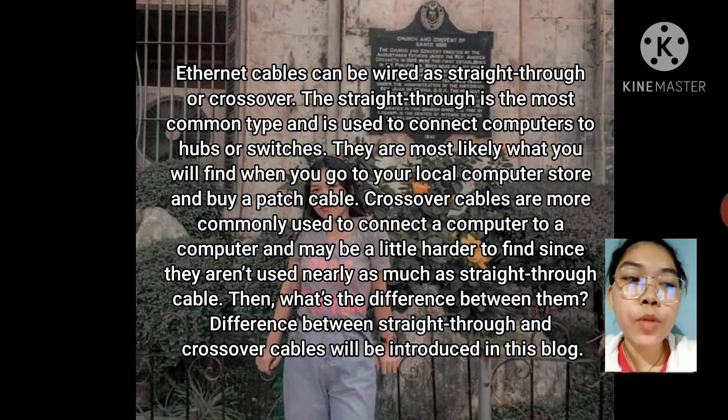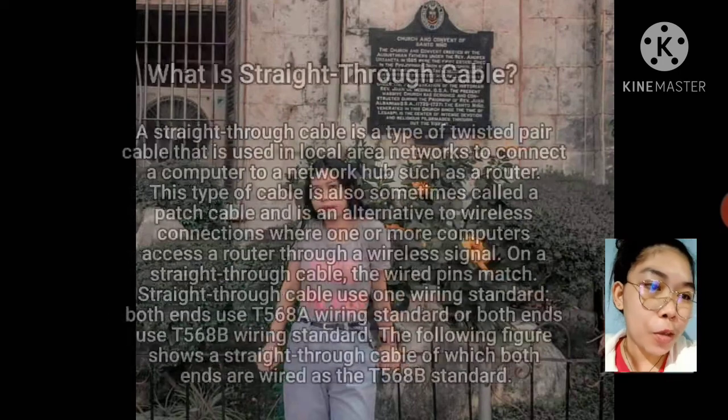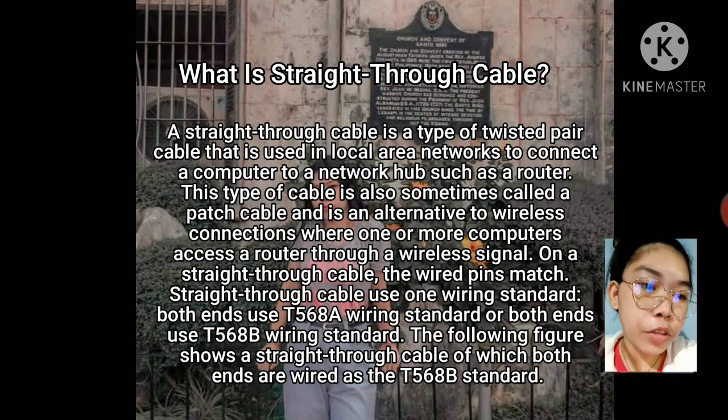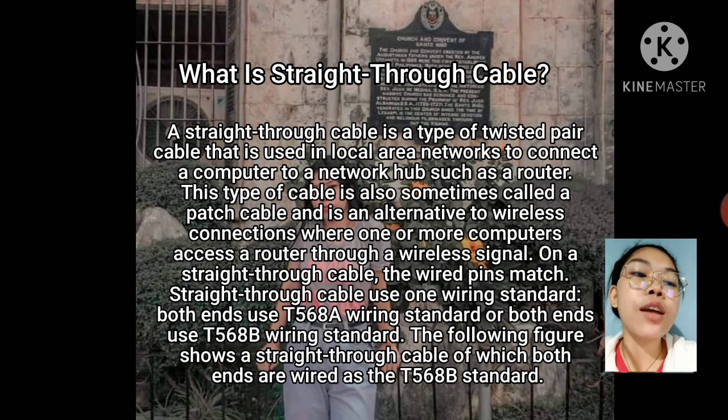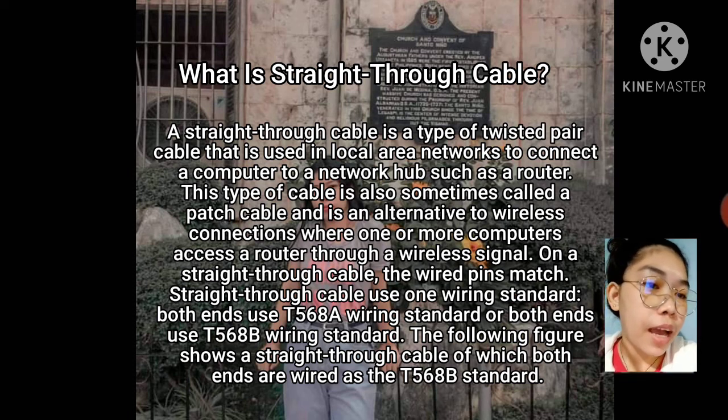Then, what's the difference between them? The difference between straight-through and crossover cables will be introduced in this video. So, what is a straight-through cable? A straight-through cable is a type of twisted pair cable that is used in local area networks to connect a computer to a network hub such as a router, and this type of cable is also sometimes called a patch cable. It's an alternative to wireless connections where one or more computers access a router through a wireless signal.